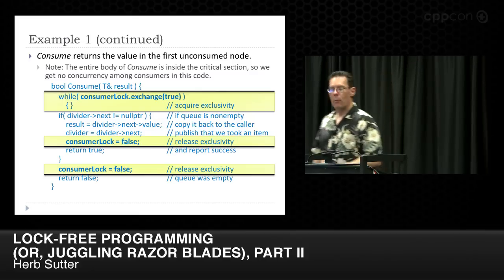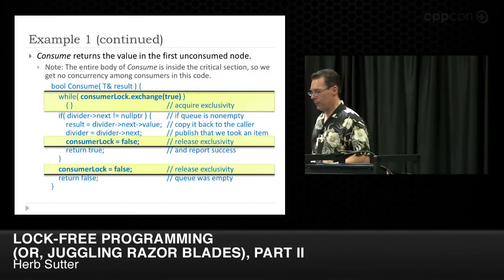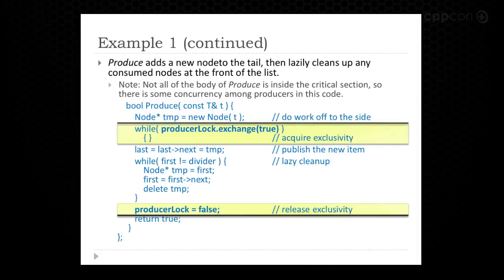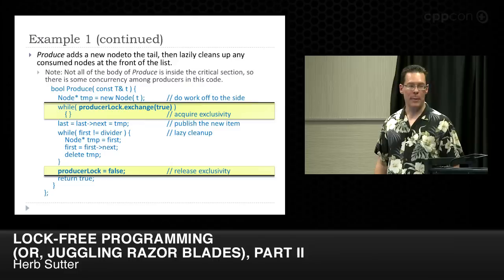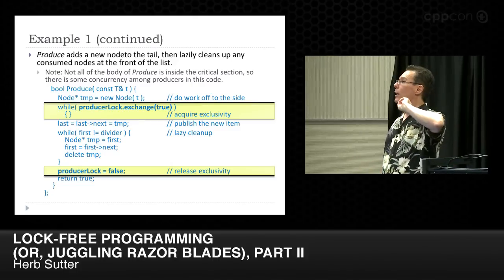OK. Well, that's half of it. Now it's just the producer. So let's look at the producer. The producer is going to put things into the producer's part of the data structure. Again, only one producer at a time. So again, we see this while exchange true spin, but I'm going to wait for the producer lock.